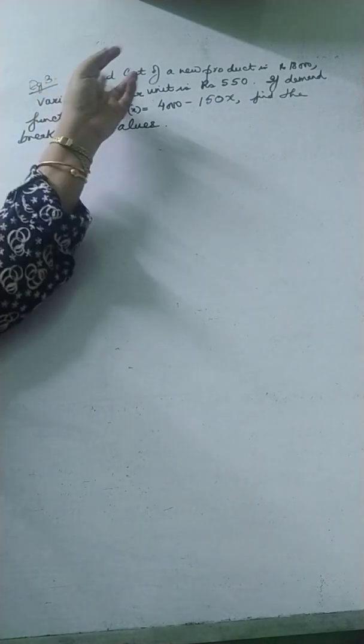This is the next example. Fixed cost of a new product is rupees 18,000. I hope you can read. Variable cost per unit is rupees 550. That means for each unit that you manufacture, the variable cost is 550. So if it is X units that you are manufacturing, it will be 550X.